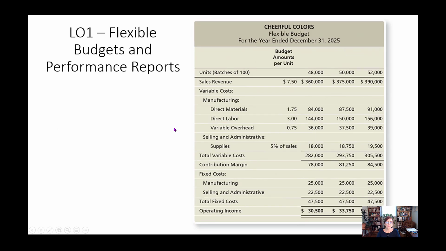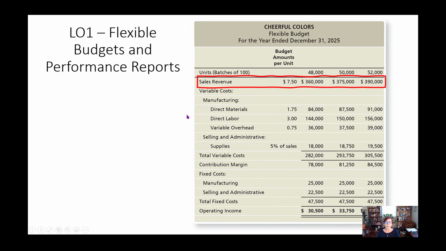All right. Okay, so now let's look at a flexible budget. This is a flexible budget, and as promised, it's at different levels of activity. So there are 3 different sales levels here. This shows what the budget is if you sell 48,000 units. This one shows 50,000. This one shows 52,000.